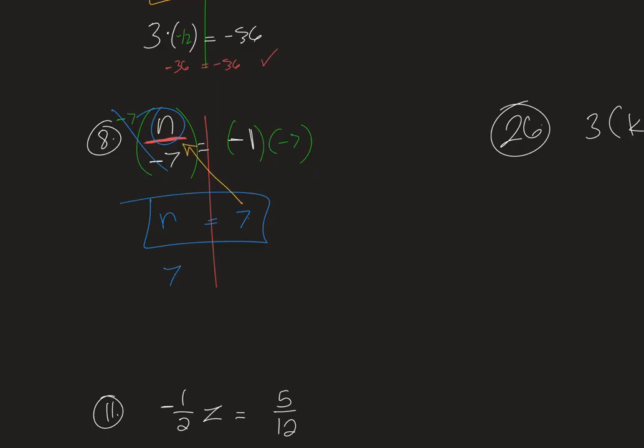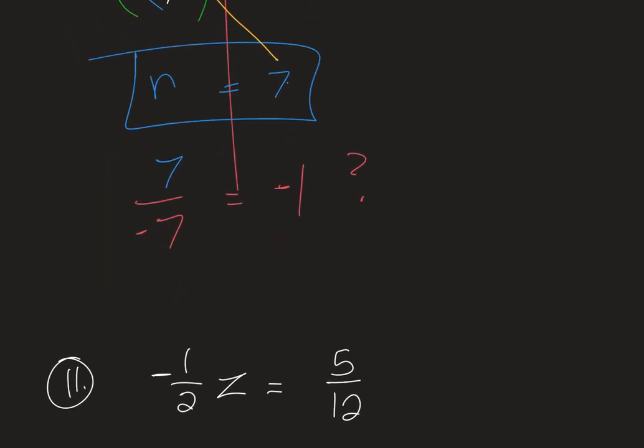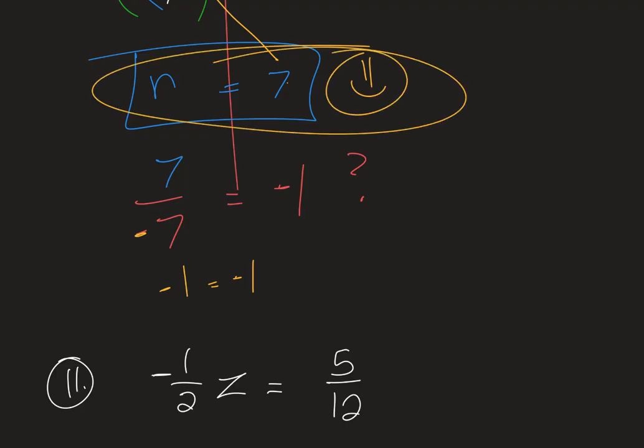Okay, so we're going to confirm that by plugging it in right there. We have 7 divided by -7. Does that equal -1? That's the question. And the answer is, yeah, 7 divided by 7 is 1, and there's that negative. So does -1 equal -1? It sure does. We're happy about it.